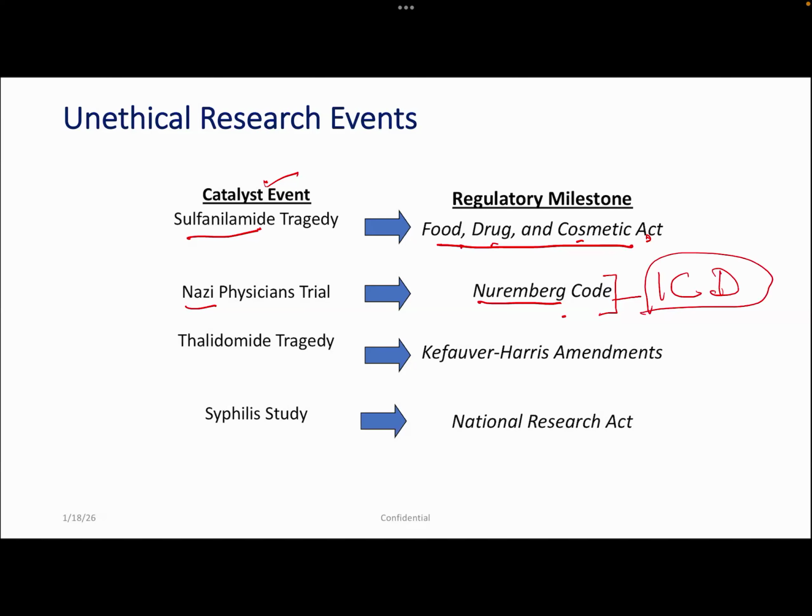So here is what I always tell people, to give a practical aspect to their learning. Suppose anywhere you are talking about informed consent form or informed consent document, refer to Nuremberg Code. In an interview, if someone is asking, give a straightaway answer: the origin is from Nuremberg Code. Thalidomide tragedy, because of this the Harris Amendment came in. Syphilis trial, the National Research Act came in.